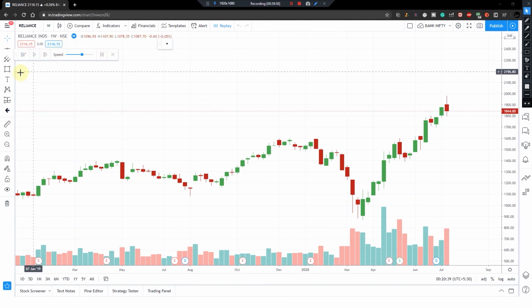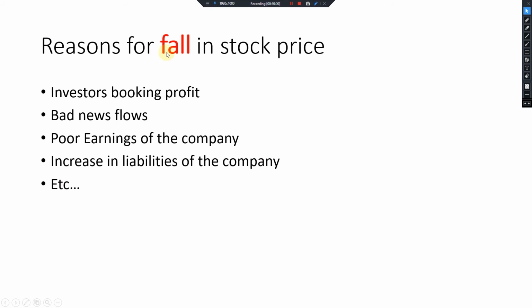And we'll come back to the reasons for a fall in stock price. So maybe bad news came, the company might have faced some tax issues or debts, or maybe poor earnings, like the company's profit was lesser than expected, or maybe the company's liabilities increased. So there may be many reasons for a fall in stock price.